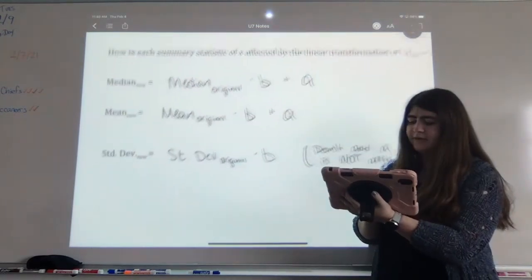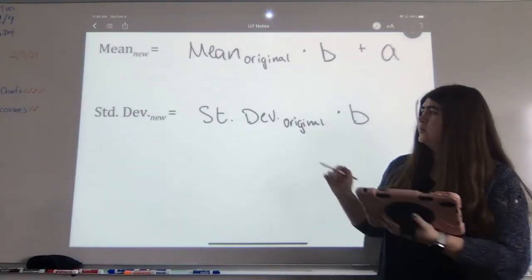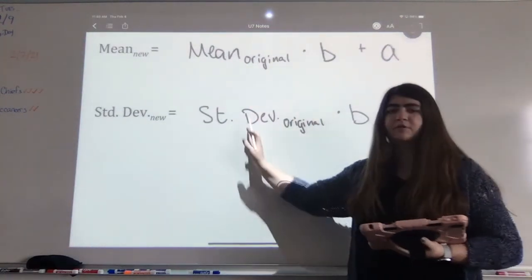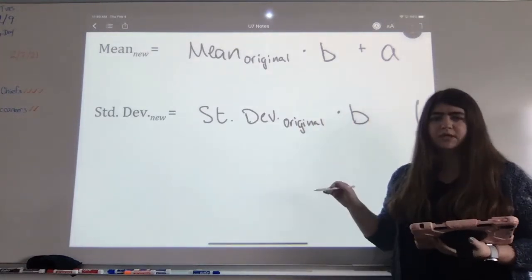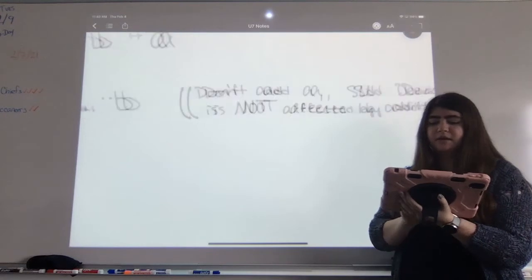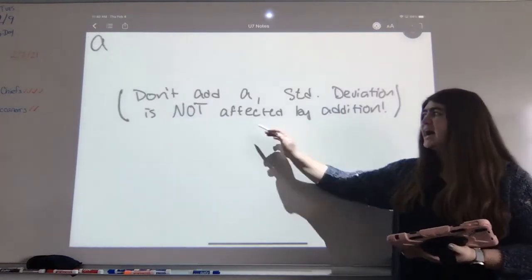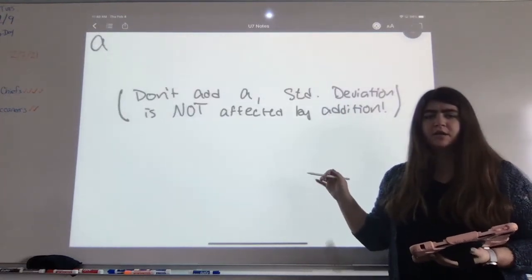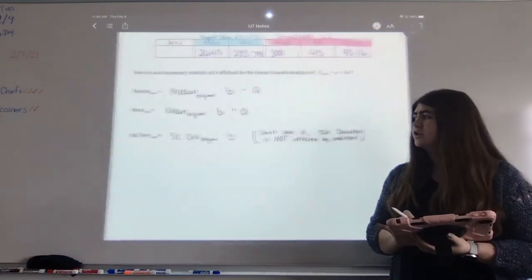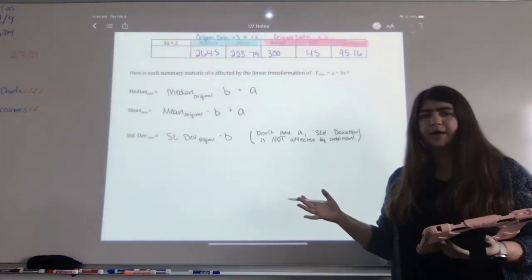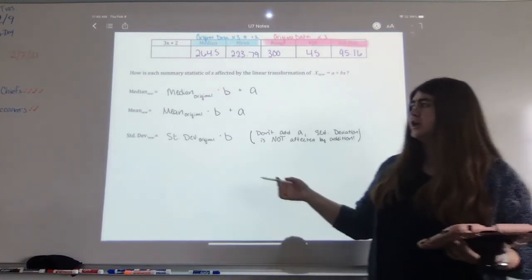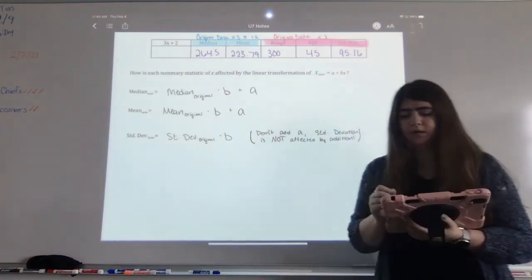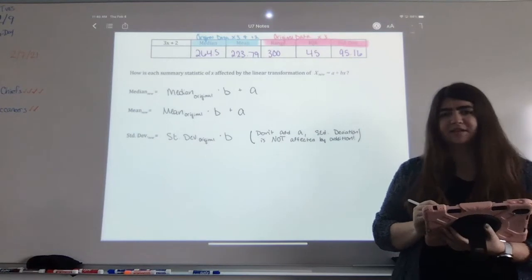For the standard deviation, it is a little bit different. We have standard deviation from the original value multiplied by the change only, because standard deviation is not affected by addition. So our general term here is if you're multiplying, you multiply everything. If you're adding, it only changes the median and the mean. All right, let's go ahead and take a look at some examples.